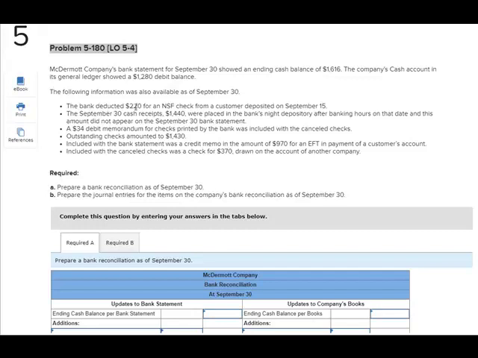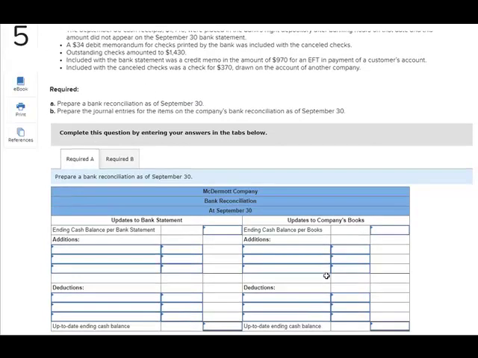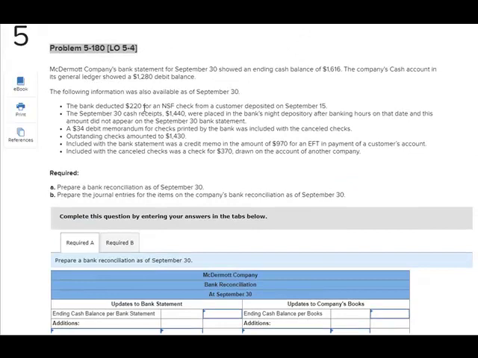So we see first off that the bank deducted $220 for an NSF check, non-sufficient funds, from a customer deposited on September 15th. So we thought that was a good check when we received it, and we would have included the $220 in our cash balance. But now we have the bank statement and we see that it was a bad check. So we need to put that amount as a deduction from the company's book balance because we really didn't get that $220 from our customer. That was a bad check.